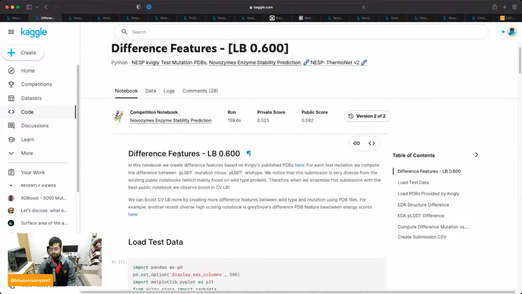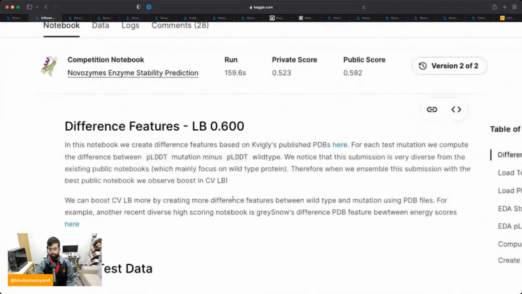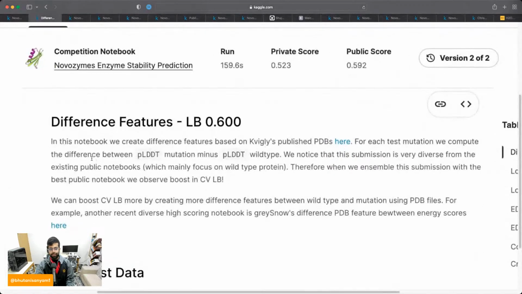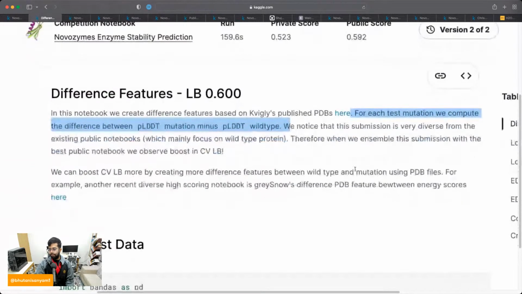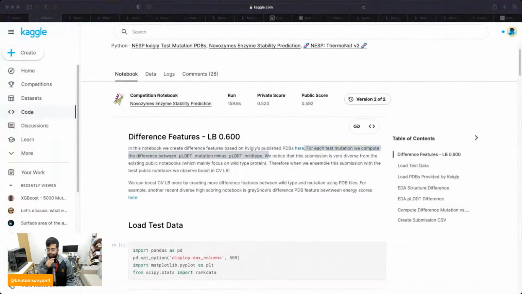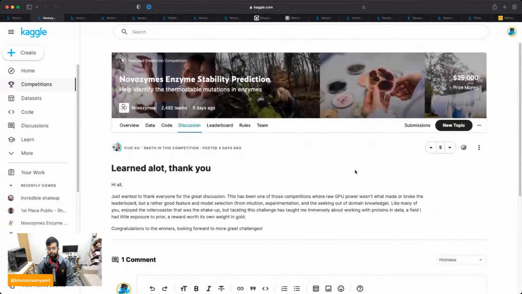This was again something similar to that. In this notebook, Chris created different features based on another data published by someone. For each test mutation, we compute the difference between PLDDT mutation minus PLDDT wild type. So again, the idea for any competition is to use as diverse data and as diverse approaches to reach the top of the leaderboard. That's why all of these approaches come into the picture.